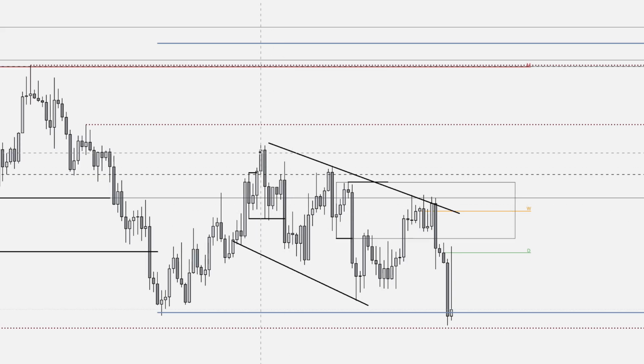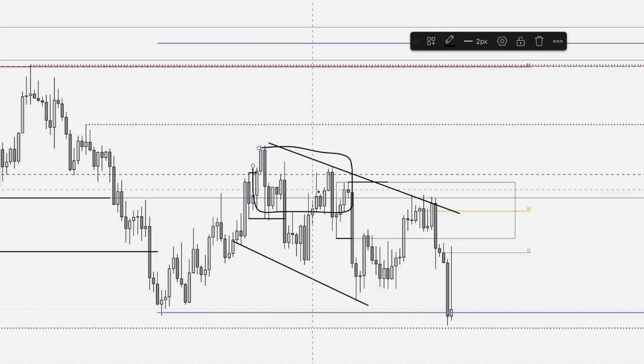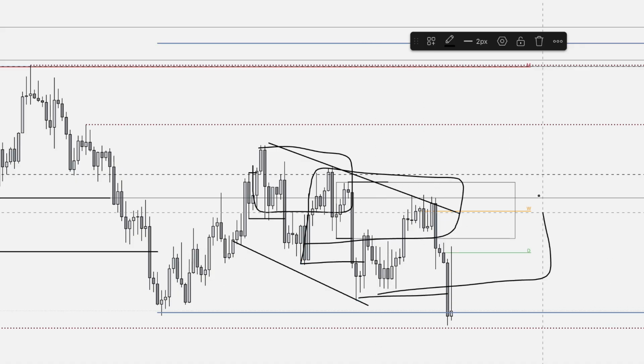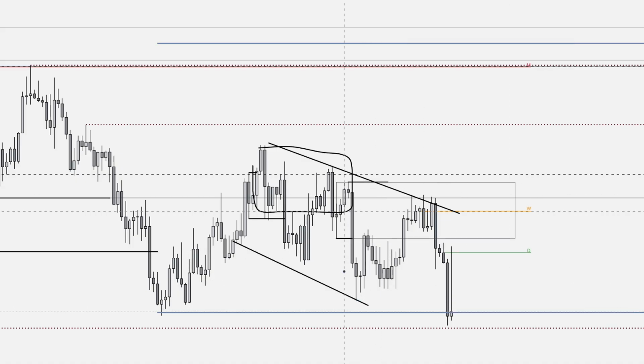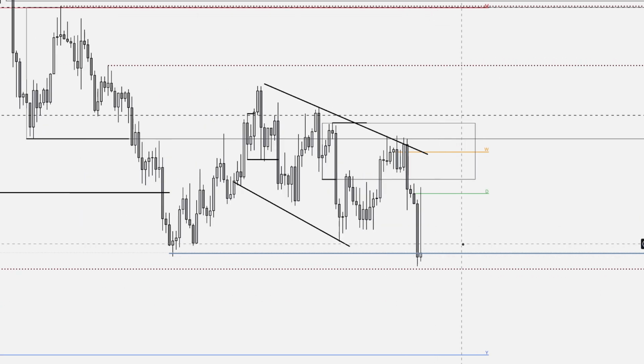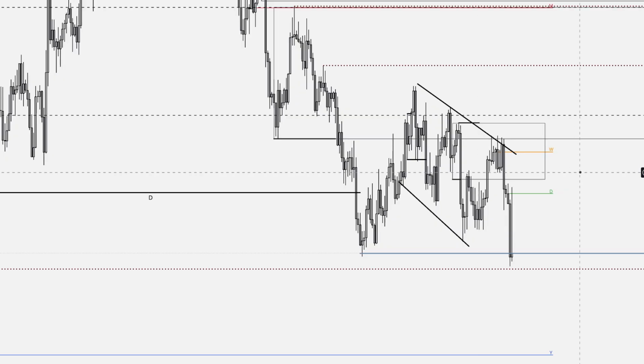So after this change of character, this supply was in control. Then we got a further breakdown, and this supply was in control. And now we get a further breakdown, and now this supply is in control. So we just follow order flow and look at the continuation trade to follow just the order flow.